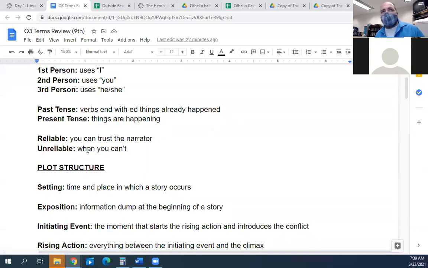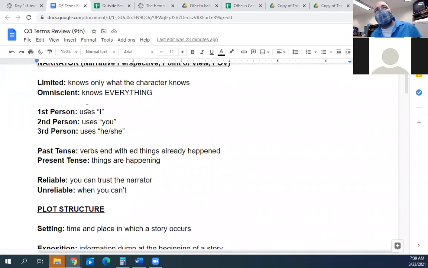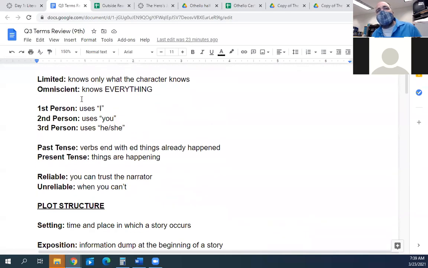And so you also had an unreliable narrator there, not because the narrator was trying to trick you, but the narrator was too stupid to understand what was happening, because it was told from the animal's perspective. So that's narrator, and we can do a lot of stuff with that.